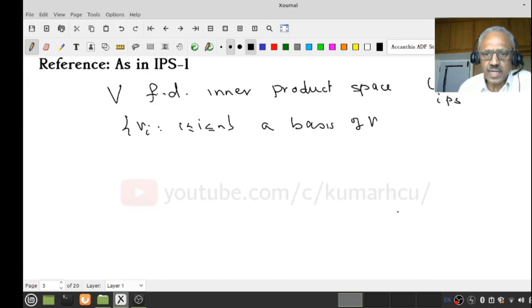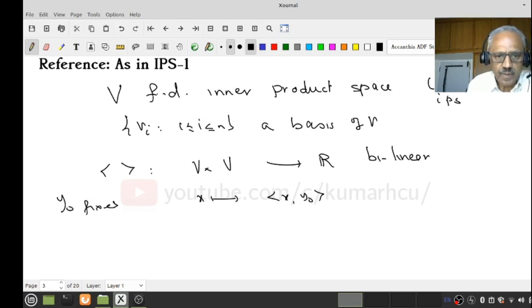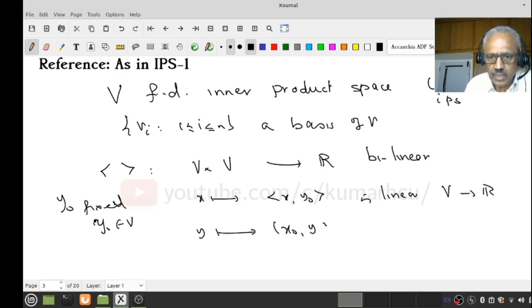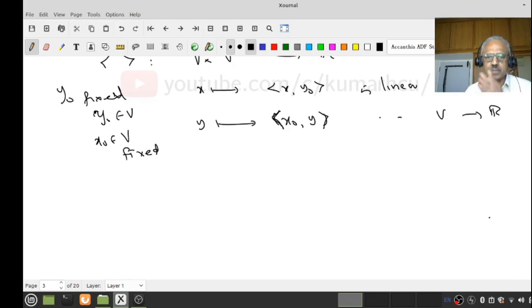Recall that the inner product is a map from V cross V to R, which is bilinear. That means the map x going to inner product of x, y naught, with y naught in V fixed, is a linear map from V to R. Similarly, the map y going to inner product of x naught, y, with x naught in V fixed, is linear from V to R. That's what it means to say it's bilinear.